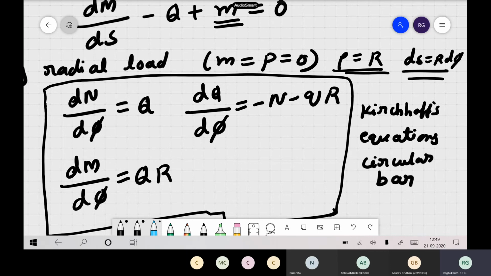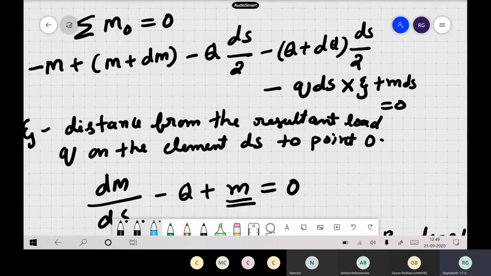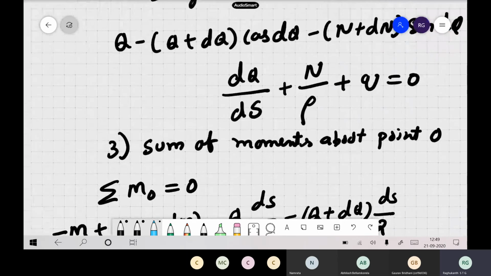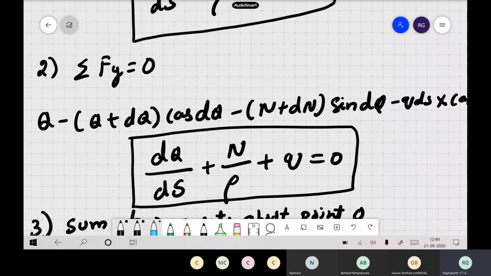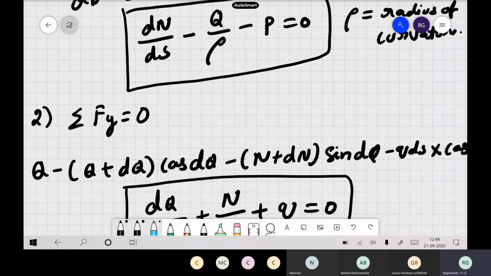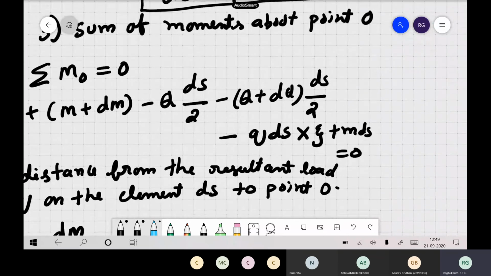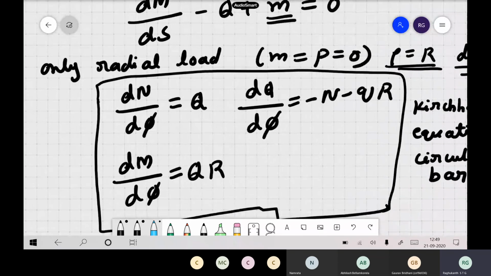But if it is a general curvilinear element, where it is not a circle, it may be parabolic or something like that, then you have to use these equations, which are slightly complex. So rho is here, then this is the first set, this is the second set, and this is our third set of equations from the moment equilibrium.